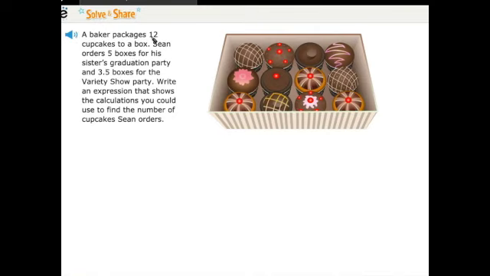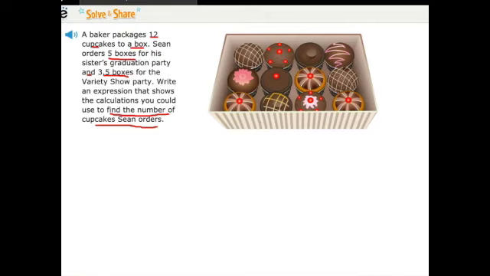Okay, so the problem is saying that there are 12 cupcakes in a box. Sean orders 5 boxes and another 3.5 boxes. So the question is for us to write the expression that we can use to find the number of cupcakes Sean orders. Let us first understand the problem. In one box there are 12 cupcakes. So if we have 2 boxes, you will say 2 times 12 equals 24. So you will have 24 cupcakes in 2 boxes. What if you have 3 boxes? That means 3 times 12 is equal to 36, meaning you have 36 cupcakes in 3 boxes.